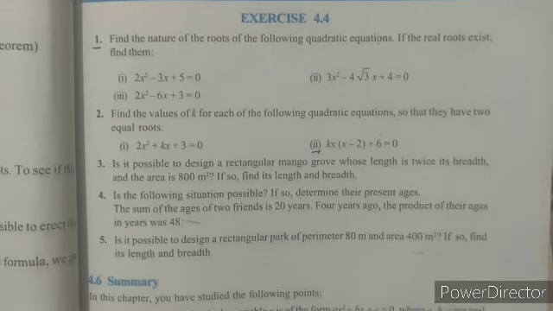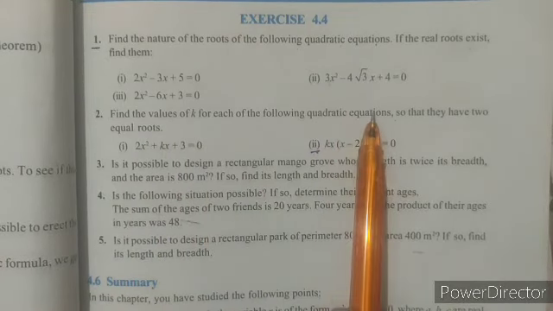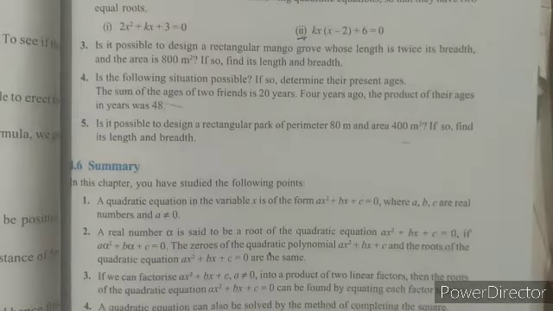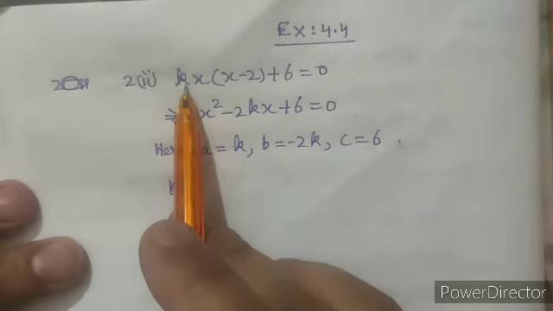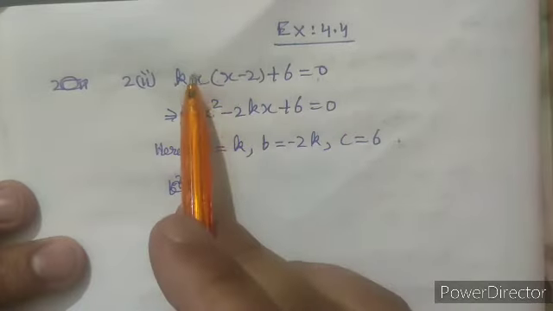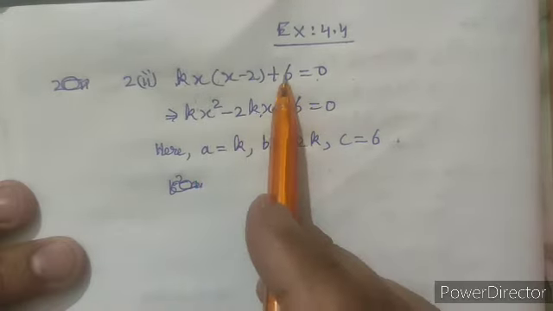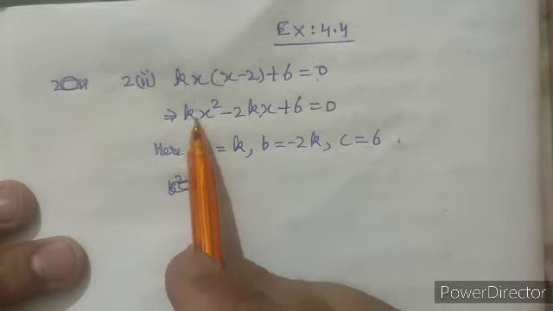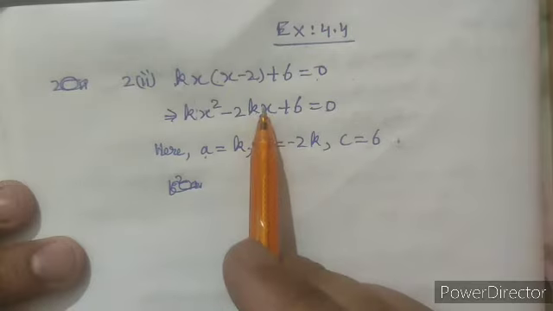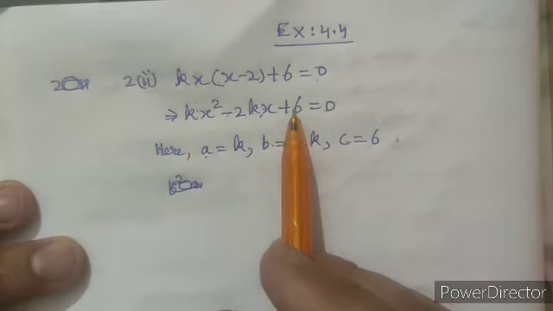quadratic formula. Now in question number 2, we have to find the value of k for which the quadratic equation given to us have two equal roots. So I am doing second part of it. The equation given to us is kx into x minus 2 plus 6 equal to 0. Now kx into x will be kx square, kx into minus 2 will be minus 2kx, and plus 6 equal to 0. Now if you see here, a, that is coefficient of x square, is k here, b, that is coefficient of x, is minus 2k here, and c, the constant term, is 6.